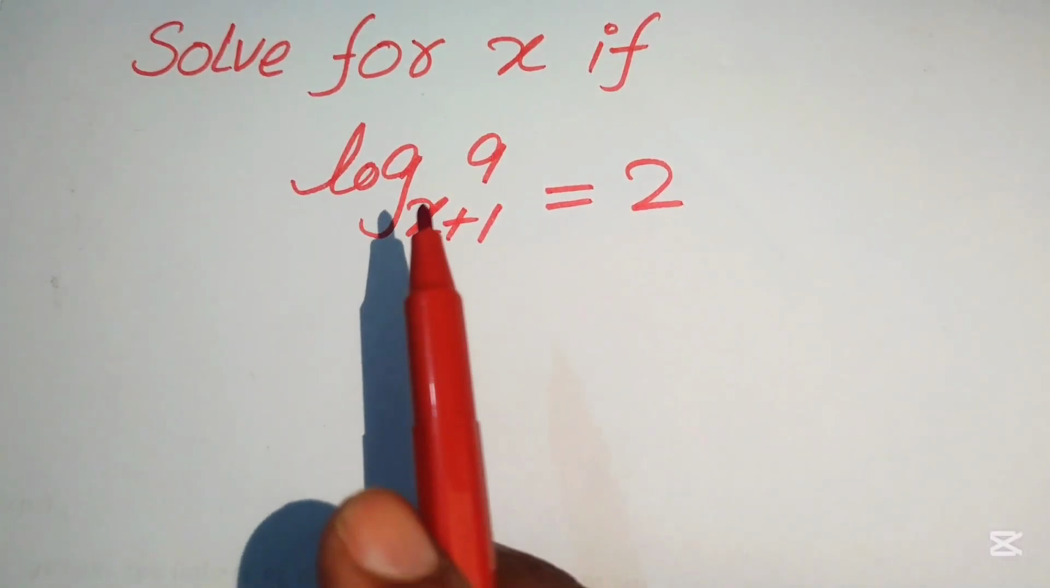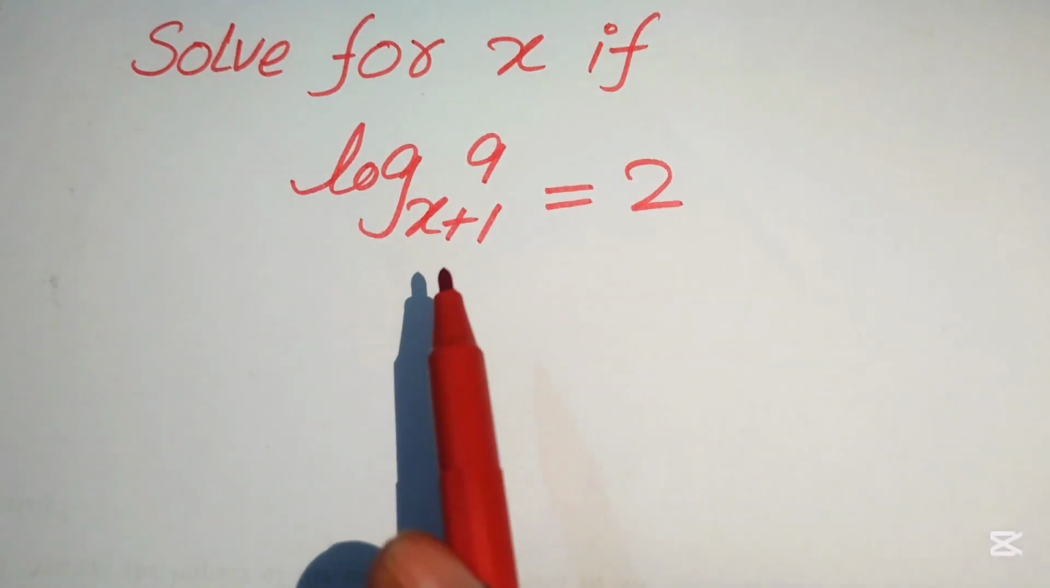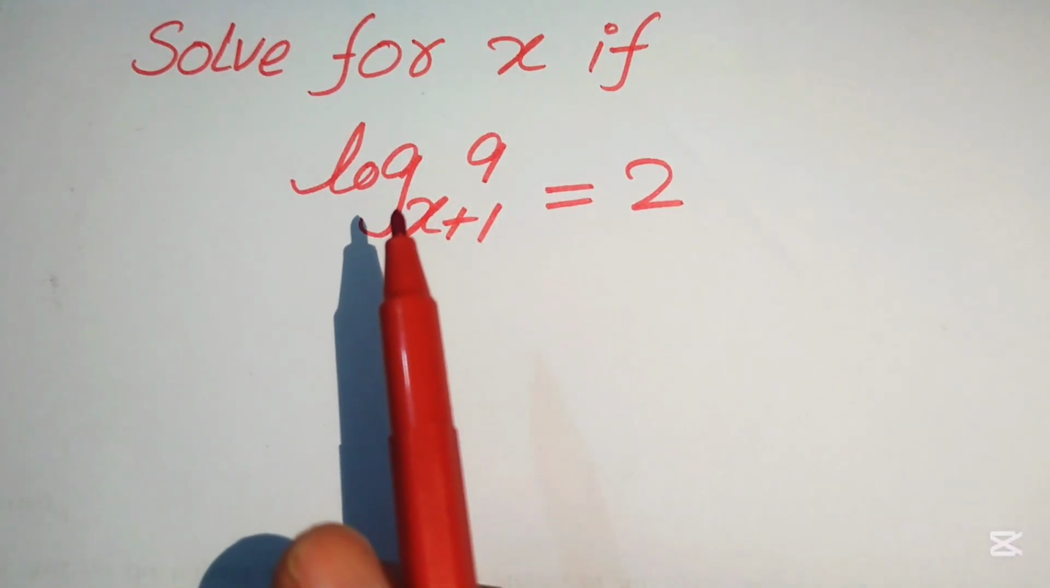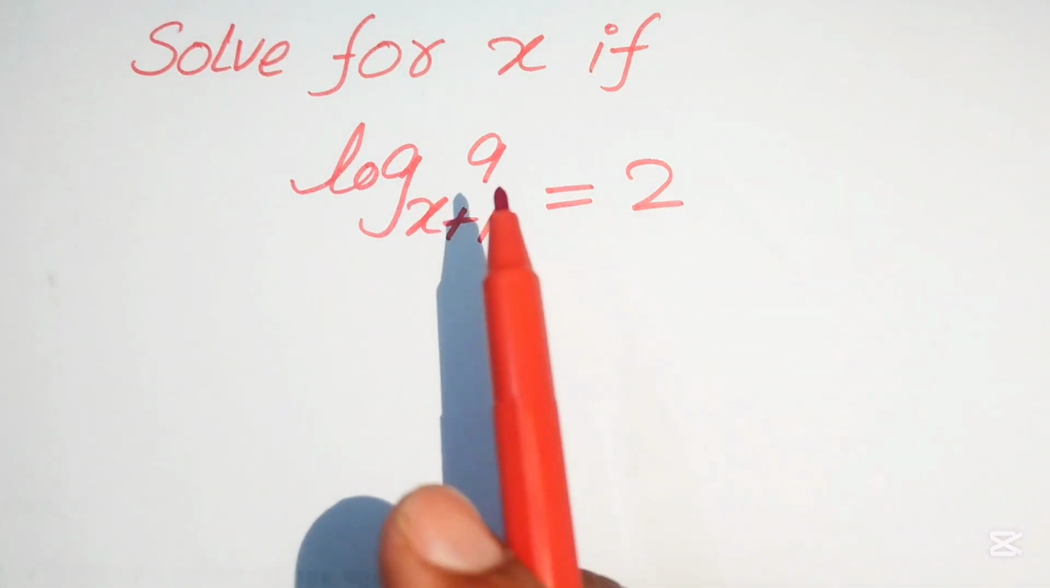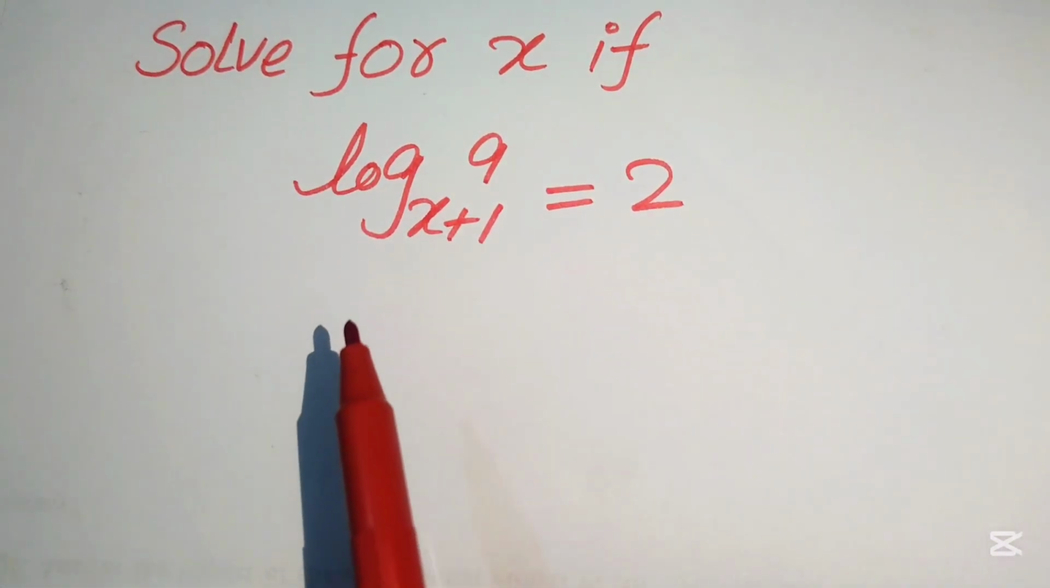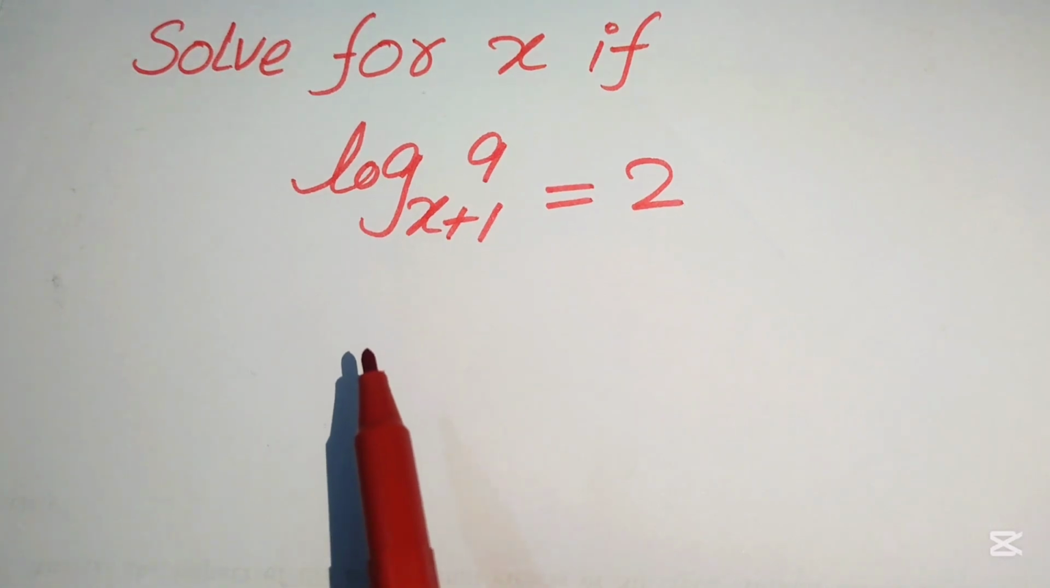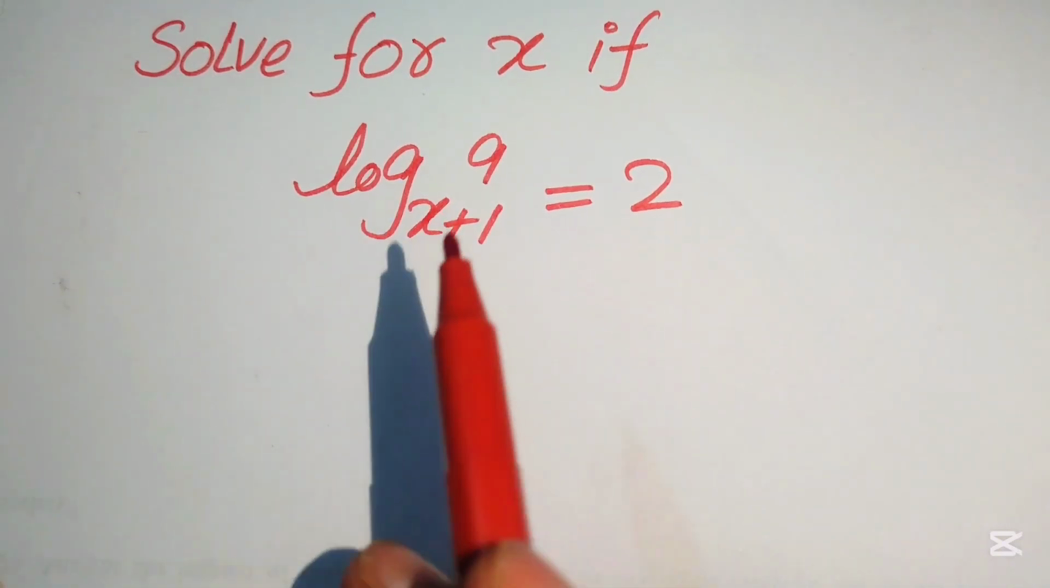So here we have log of 9 with base x plus 1 equals 2, and we solve this problem for the values of x. In this question we solve this problem by using the definition of logarithm. So first I will explain a little bit about the definition of logarithm.